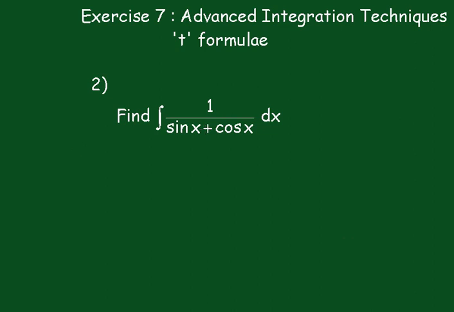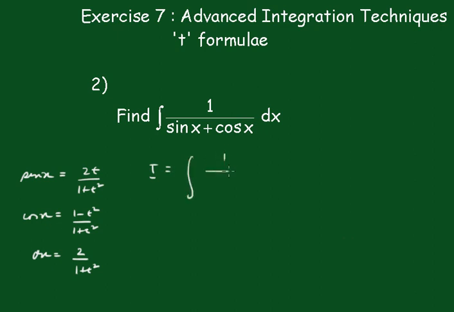Alright, now here's the solution. Again, writing out the formulae. We know that the sine of x is 2t over 1 plus t squared, and the cos of x is 1 minus t squared over 1 plus t squared, and we know that dx is equal to 2 over 1 plus t squared.